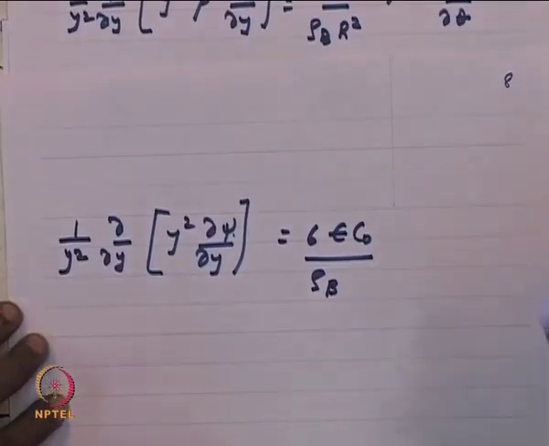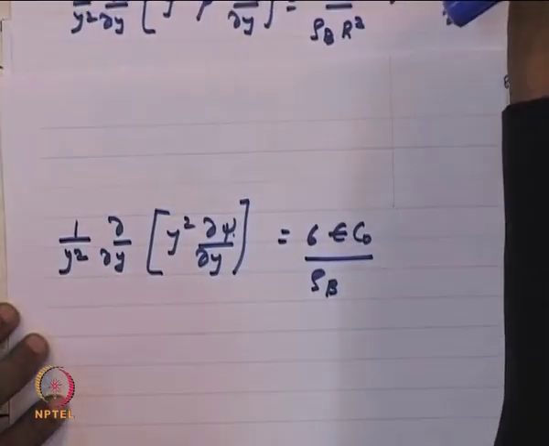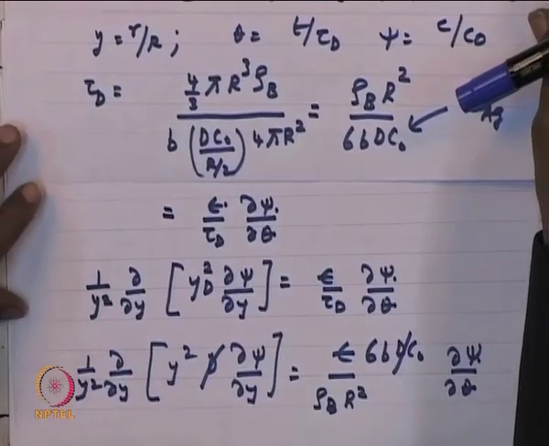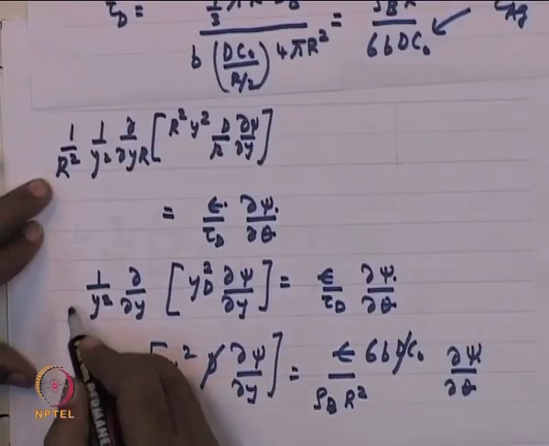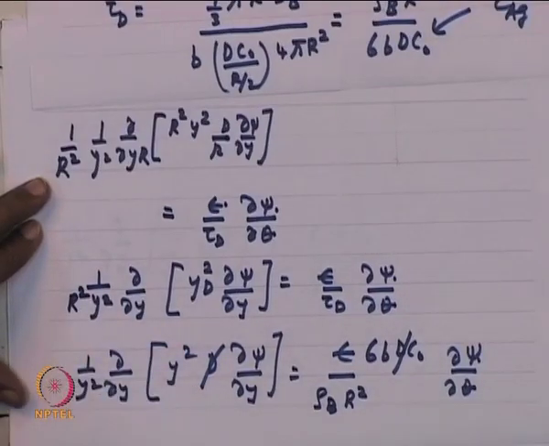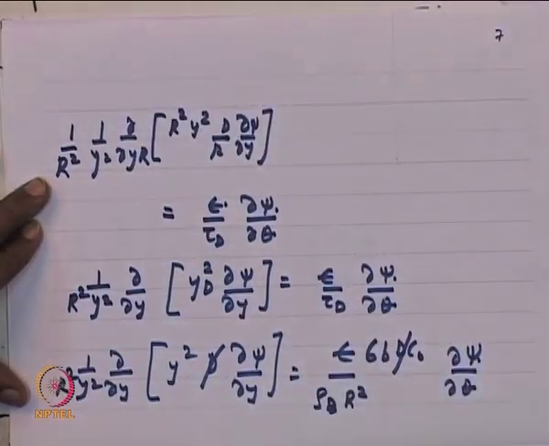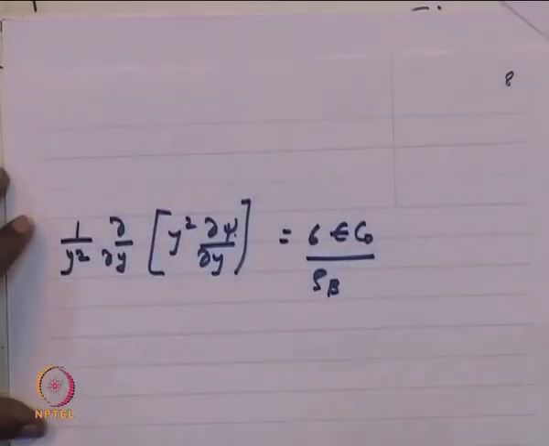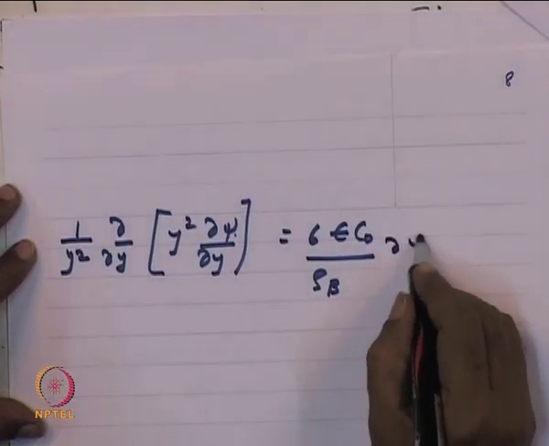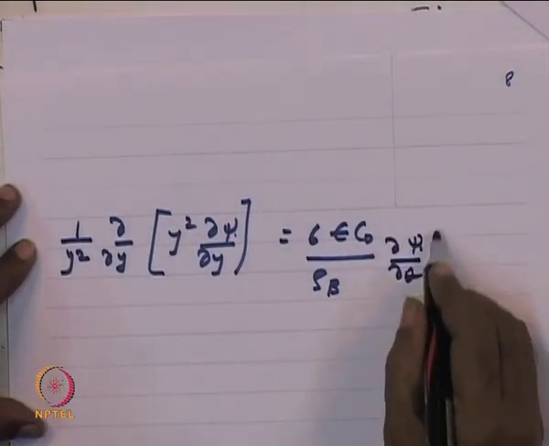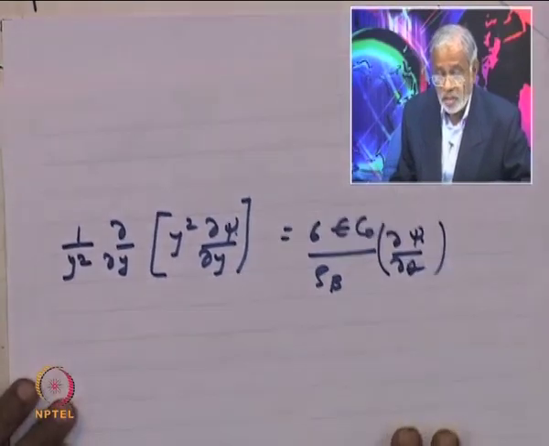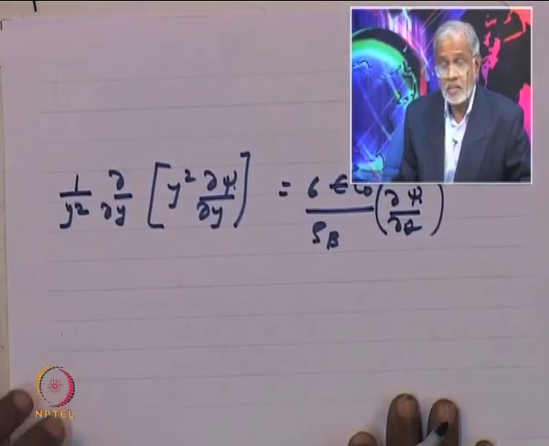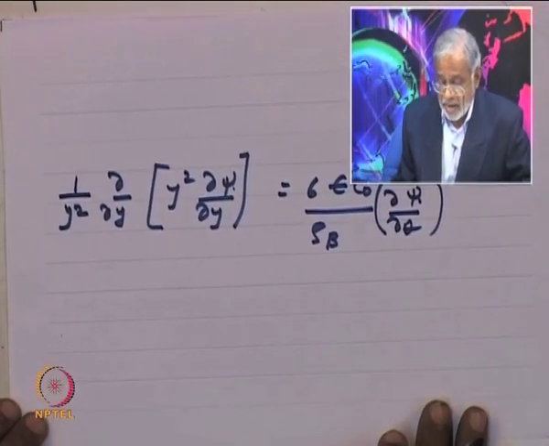This r squared has also got cancelled. Where is this r squared? Please, let us just look at this once again. This r squared stays there, that is why. This r squared stays there. So, this is what cancels off. Sorry about that. So, it is rho b del psi by del theta. This is the diffusion equation that describes the diffusion of our reactants.